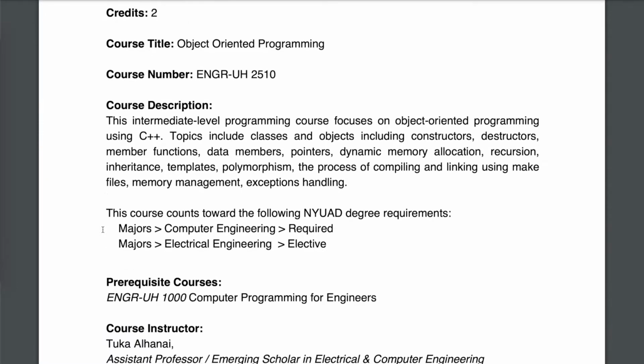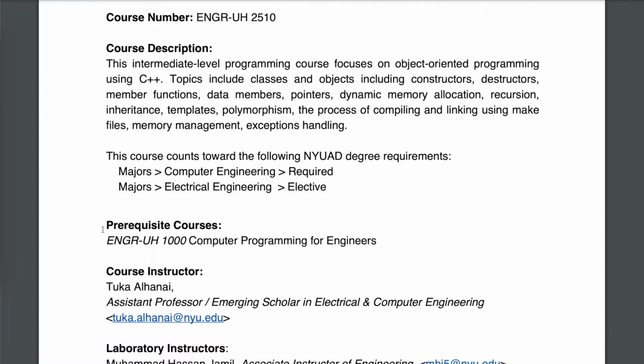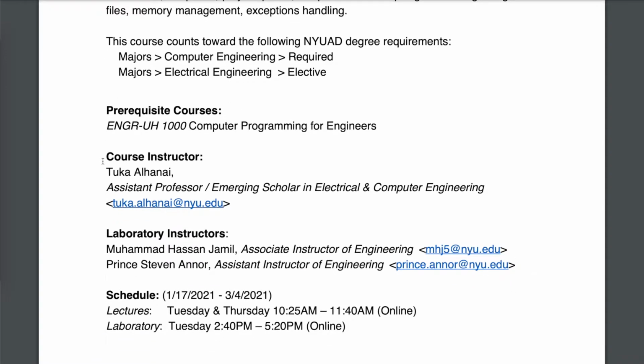In terms of what this course counts towards, if you're in computer engineering, it's a required course. If you're in electrical engineering, it's an elective. And if you're from another major, it may count towards a requirement, but I don't remember all the requirements fully across all engineering majors. And the prerequisite to the course is Engineer UH 1000, which is computer programming for engineers. So in that course, or some equivalent to it, you should have learned some basic concepts of programming and hopefully programming in C++.